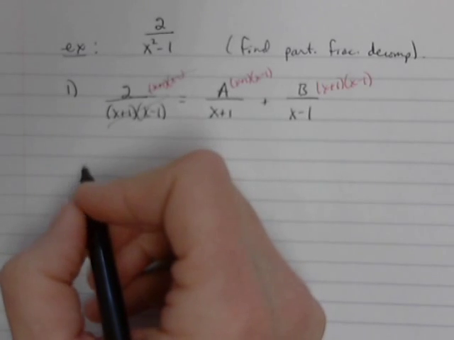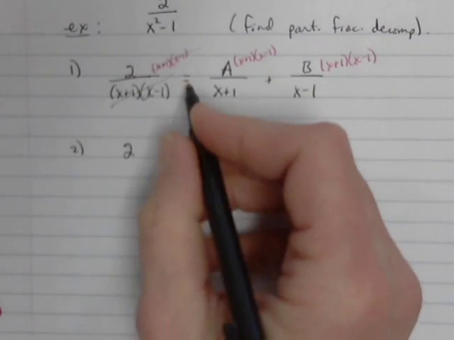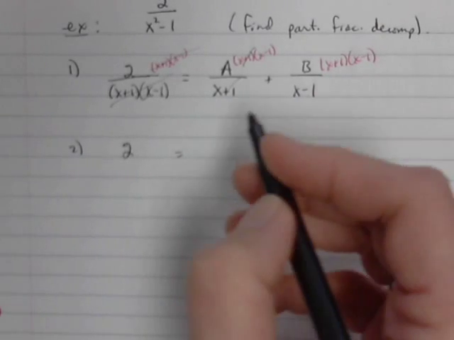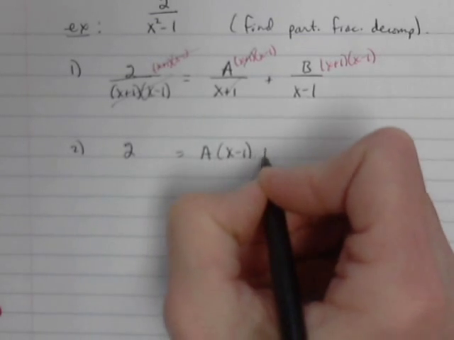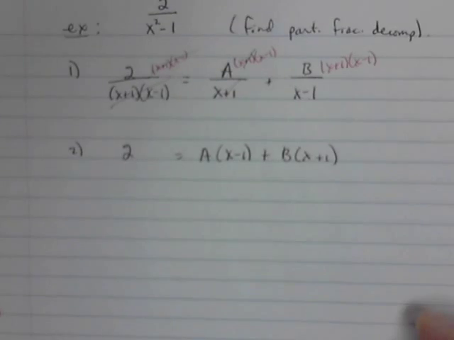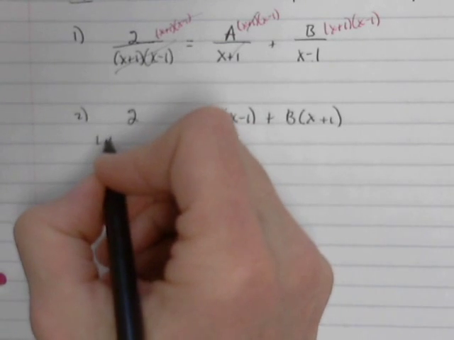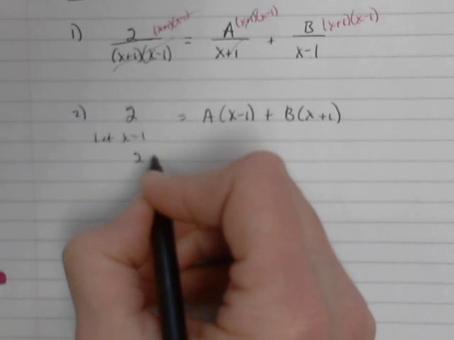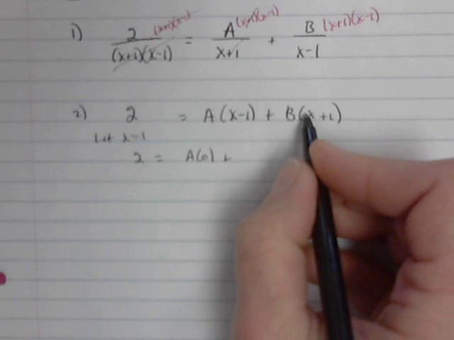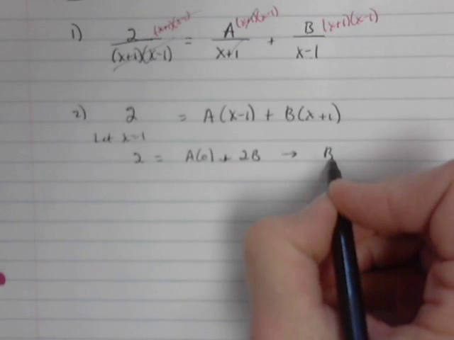So you're going to be left with, on step 2, after we cleared the fraction out, just a 2 on the left, and we're going to be left with a times the denominator of the other fraction plus b times the denominator of the first fraction. Okay, and if we let x equal positive 1, we get 2 is equal to 0 times a plus 2b. And if 2b equals 2, then b is equal to 1.